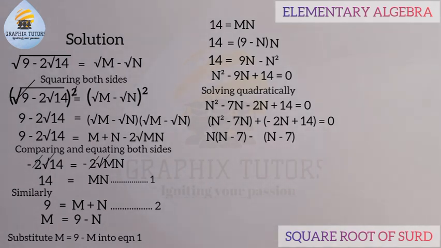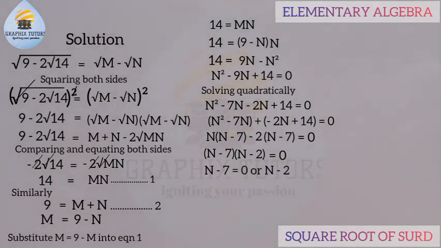So everything equals what? 0. Now what's common to both sides? N minus 7. So when I bring n minus 7 out, what will be remaining? N minus 2. So we're having n minus 7 and n minus 2 equals what? 0. So n minus 7 is equal to 0 or n minus 2 is equal to 0. So meaning my n is equal to 7 or my n is equal to 2.